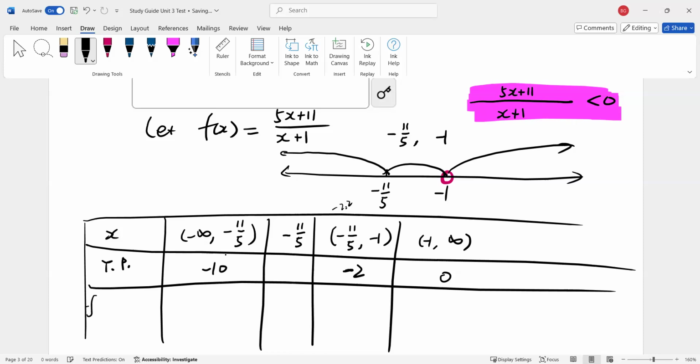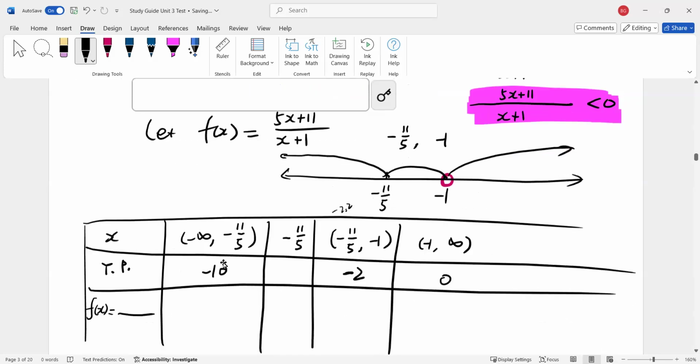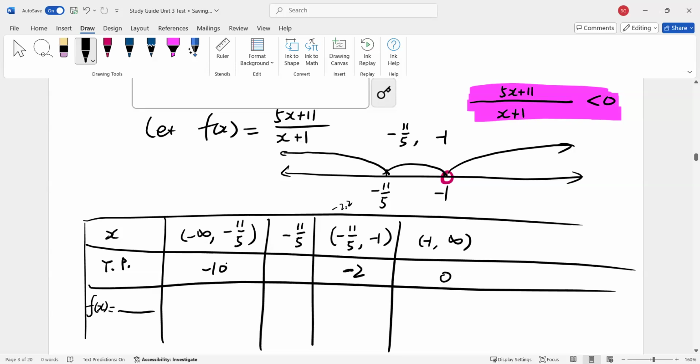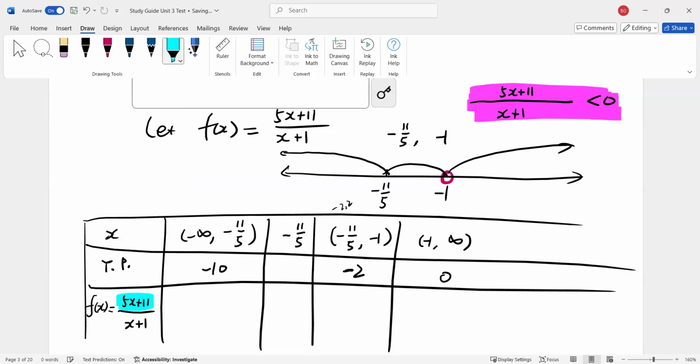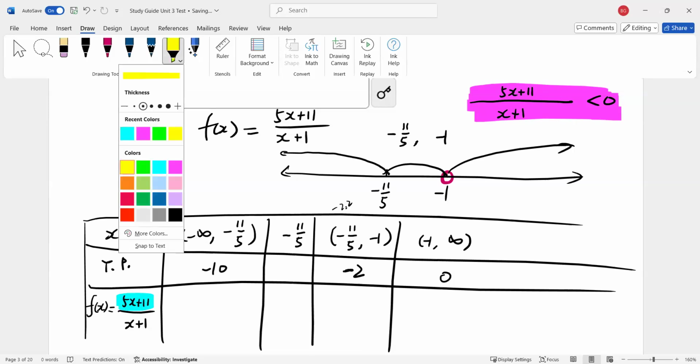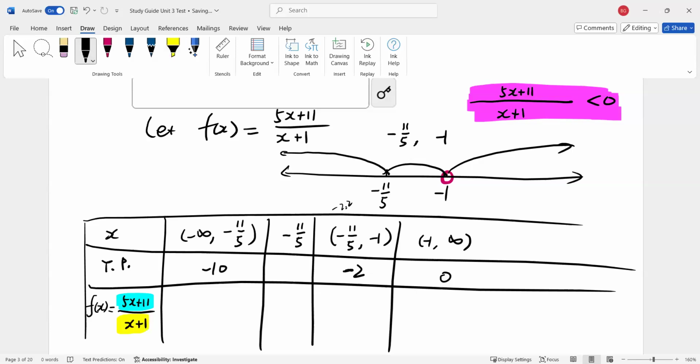And the next row, we are going to have f of x in the factored form. Numerator, look at the top right, 5x plus 11. Denominator, x plus 1. I'm going to use my color scheme. How about numerator, blue? Denominator, yellow? Okay. When x equals negative 10, numerator is negative.